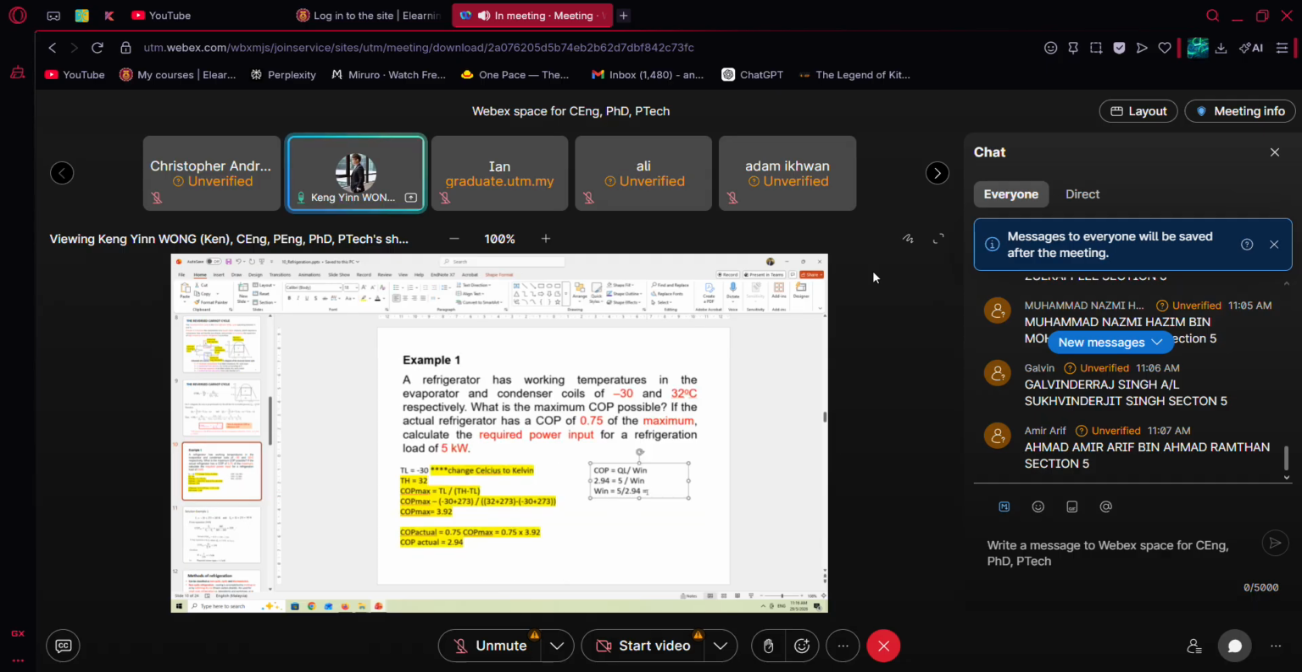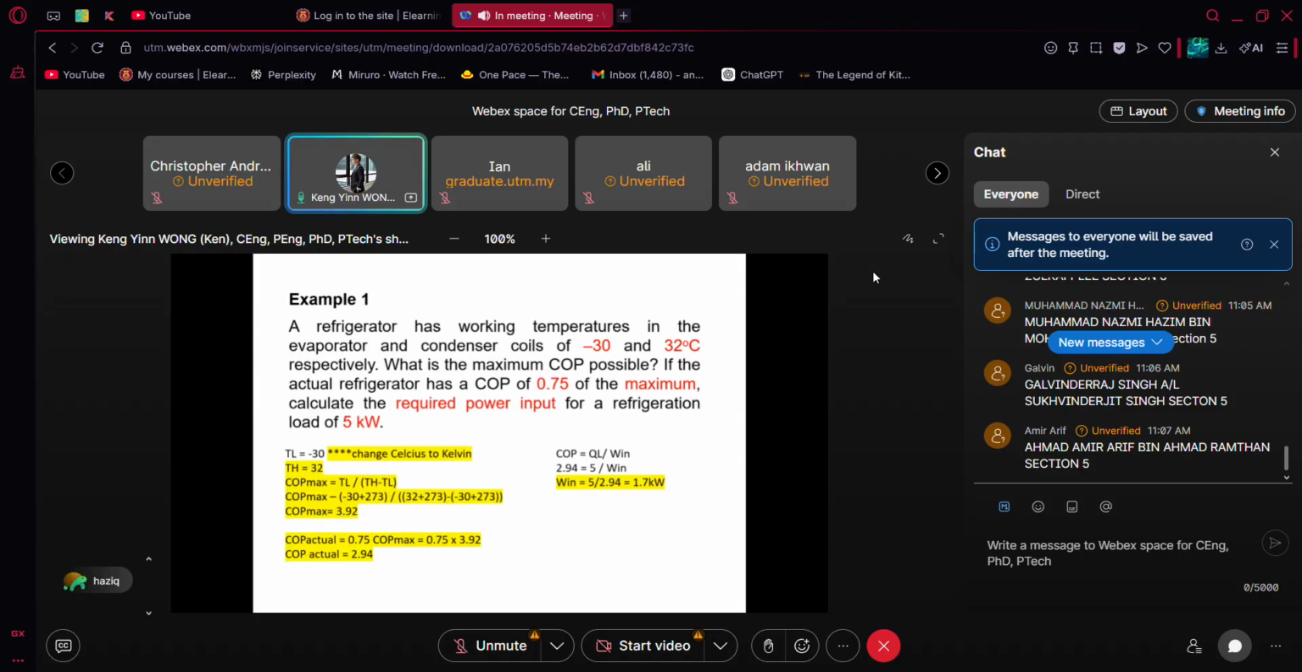1.7 kilowatt. Let's check whether you're getting the same value or not. You should get 1.7 kilowatt. I will say that it's not that difficult actually. Thanks, Irfan. Next, we're going to proceed with the next page.